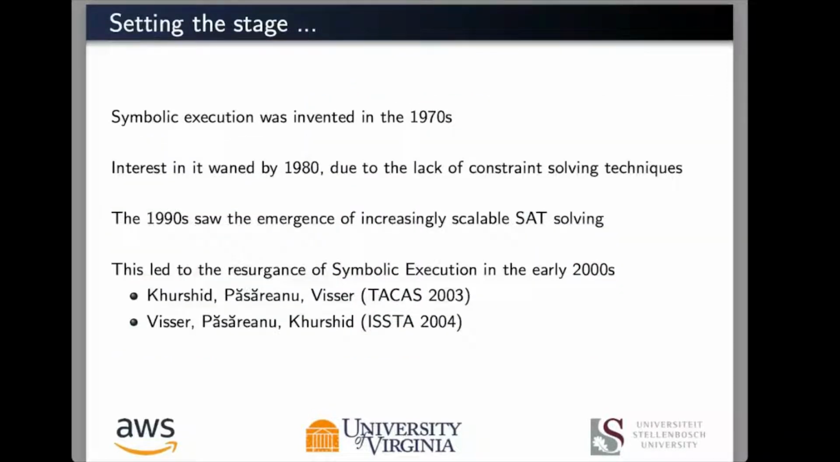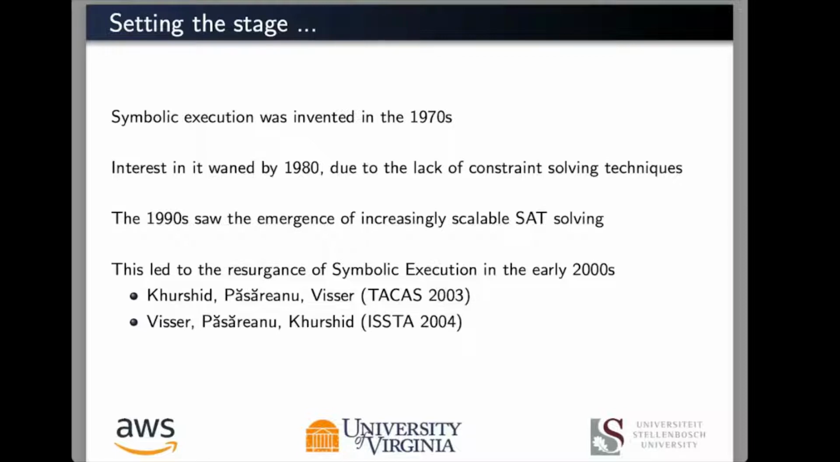I want to start by setting the stage with a little bit of a history lesson. So symbolic execution was invented in the 1970s, actually in the early 1970s, and by the mid-1970s people were trying to put it to use, for example, for test generation. By the end of the 70s, it turned out that most of the interest in applying symbolic execution to realistic programs had waned a bit because of the lack of cost-effective constraint solving techniques. And that situation persisted throughout the 80s and throughout the early 90s.